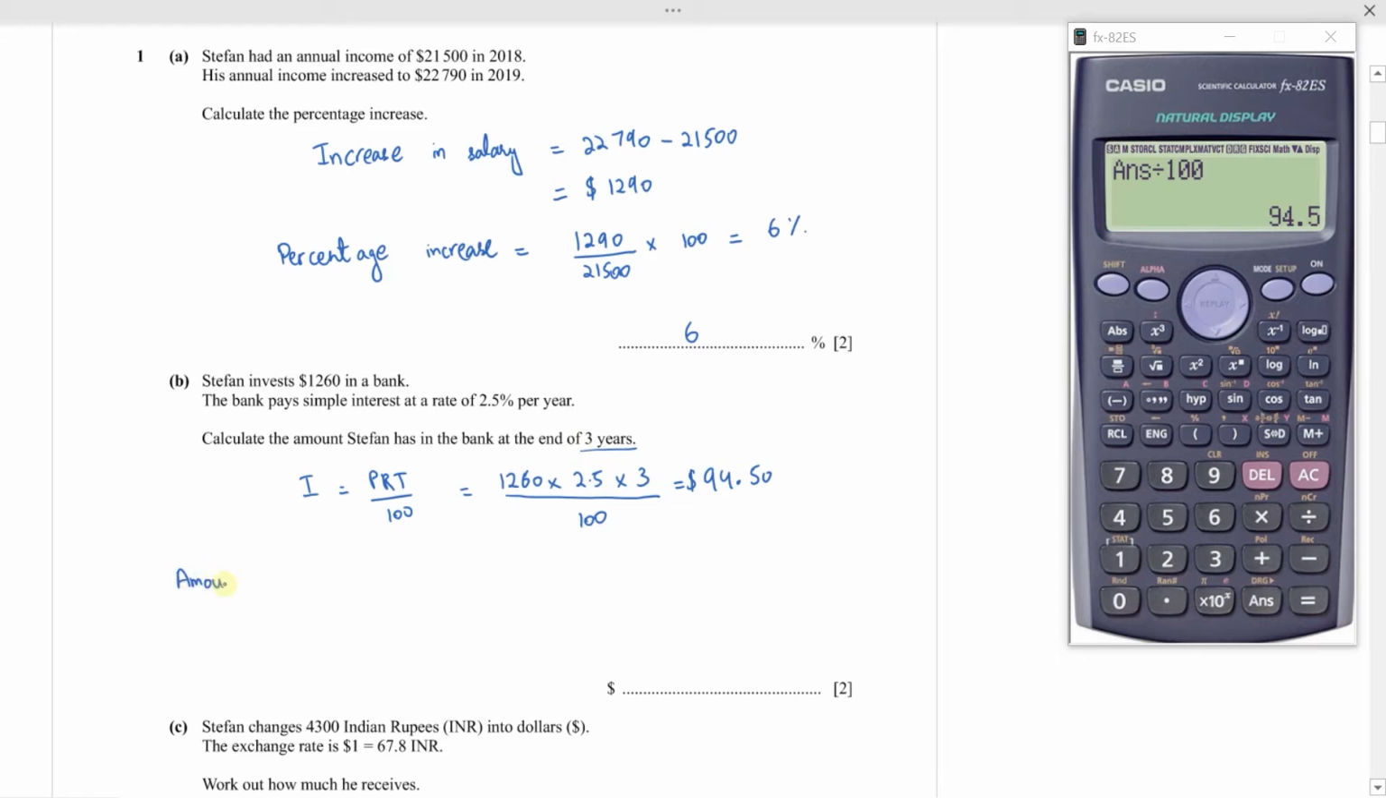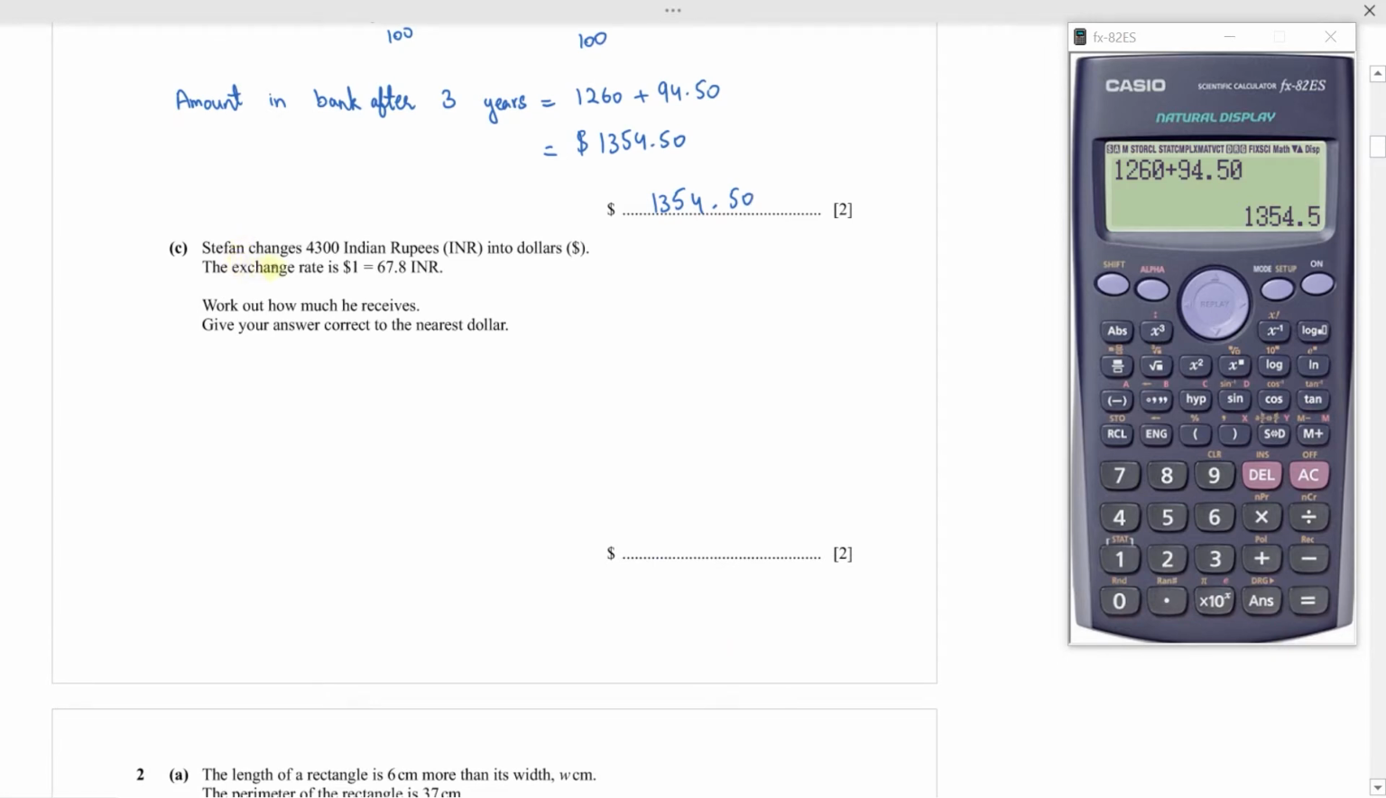So we have to calculate the amount in the bank at the end of 3 years. So the amount in bank after 3 years will be the initial deposit, which was 1,260, plus the interest earned in those 3 years, which is $94.50. So 1260 plus 94.50 is $1,354.50. So this will be your final answer.